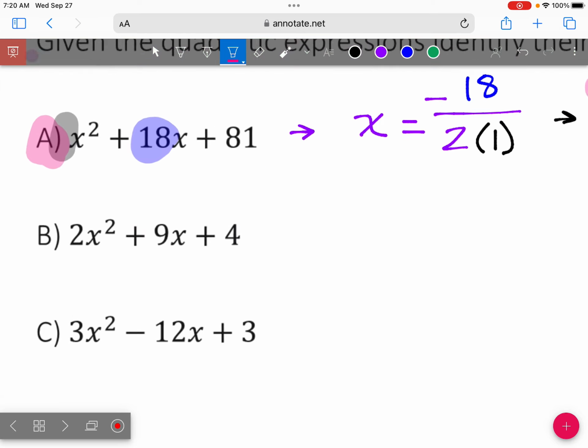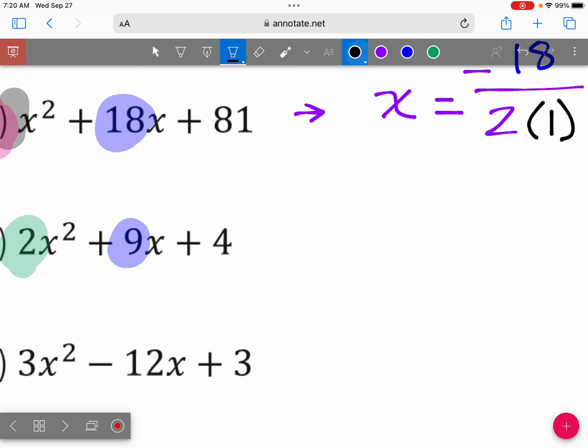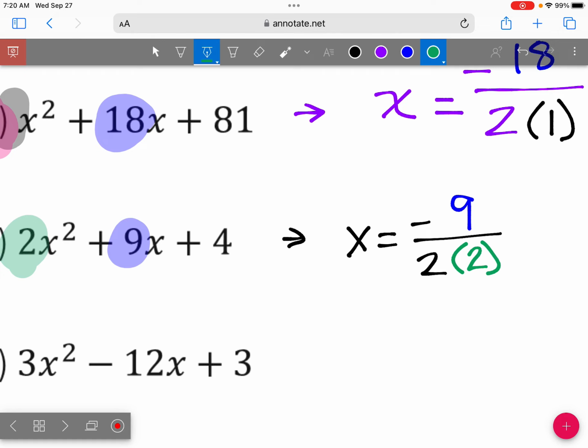Same kind of vibe for B. We're going to use our B term, we're going to use our A term, and we're going to set it up. Oh, I don't like that gray. It's really hard to read through. We'll do the green. There we go. So we're going to have x equals the opposite of B, which is 9, over 2 times our A, which is 2. Opposite of B over 2A.